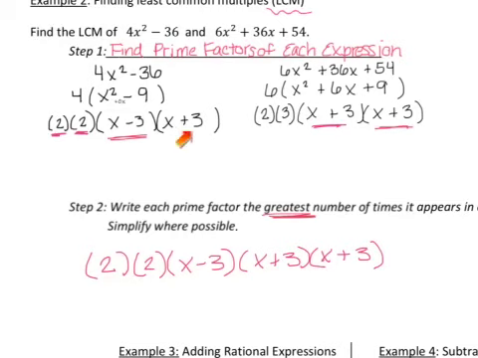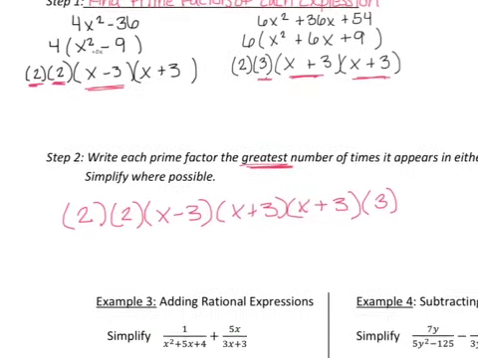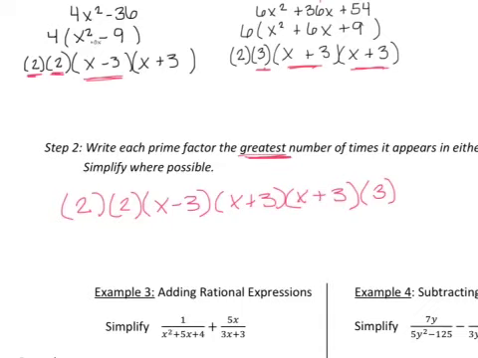So we took care of the x plus 3. Keep going down the line. The 2, we already took care of that. So what's left to write down? The 3, and it happens once total. Now the only thing left is to simplify. What's 2 times 2 times 3? 12. So we took care of those.